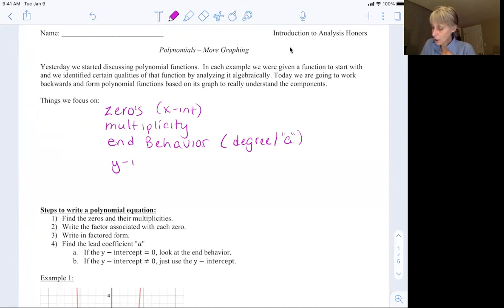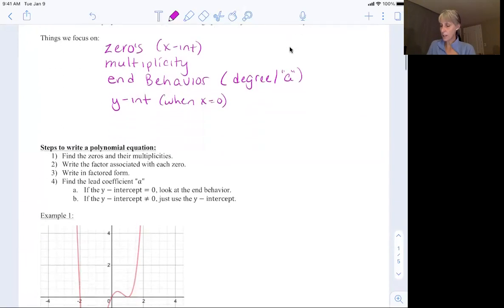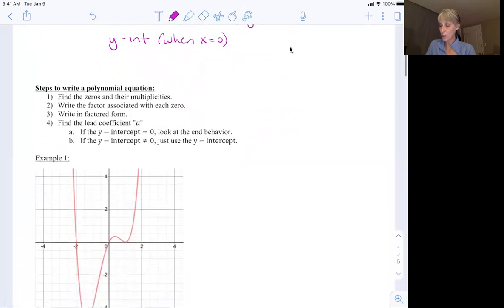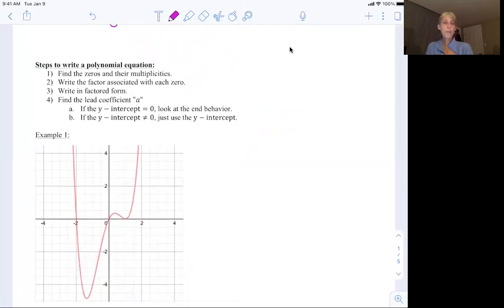And last thing we talked about yesterday, and we're going to focus on a little more today, is our y-intercept, right, what happens when x is 0, where it crosses the y-axis. And I'm just going to leave that till later on because that's going to help us when we're writing the equations. So our steps to writing an equation: we want to identify from the graph the zeros and their multiplicities. Then we're going to write a factor and then write the function in factored form. And the last step, and this is probably the hardest, is finding the lead coefficient.